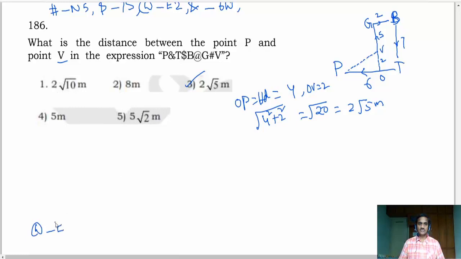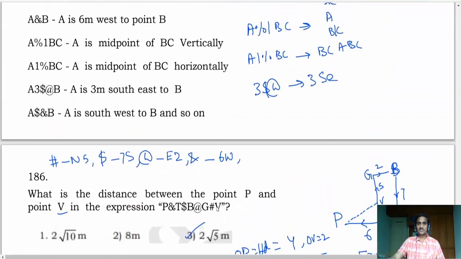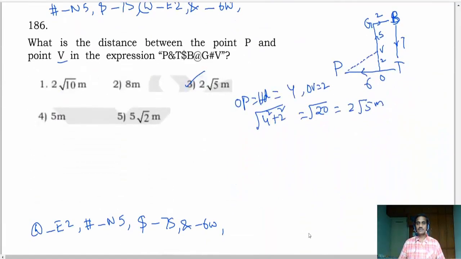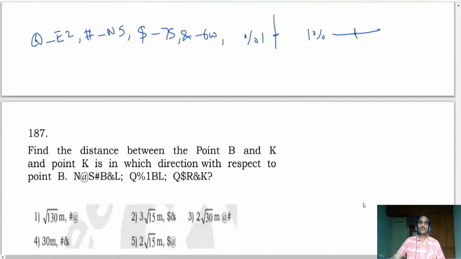At the rate of ante east 2, and next one hash ante north 5, and dollar ante 7 south, and next one end ante 6 west. Next one percentage. Percentage 1 gives vertical direction, and next one 1 followed by percentage gives horizontal direction. Okay. Now find the distance between the points B and K, from point K is in which direction?